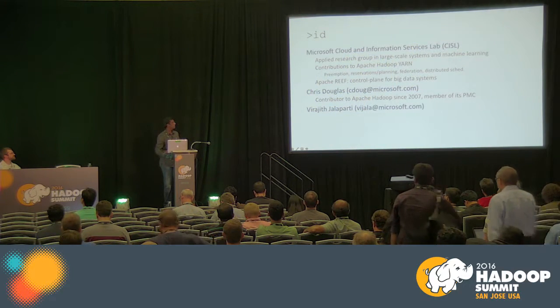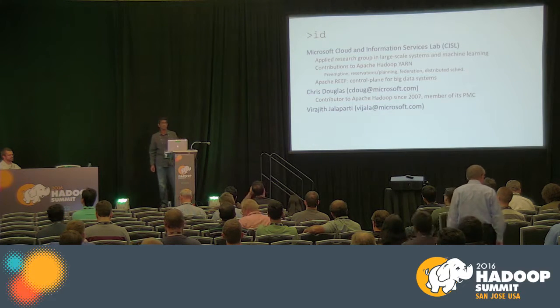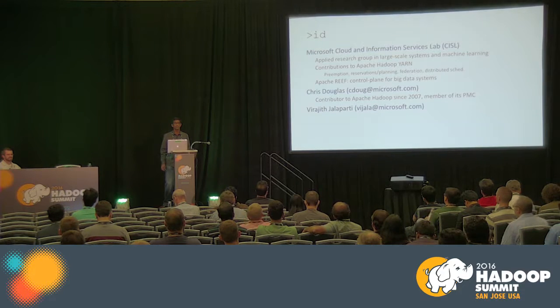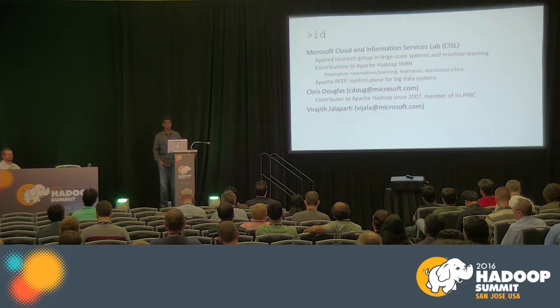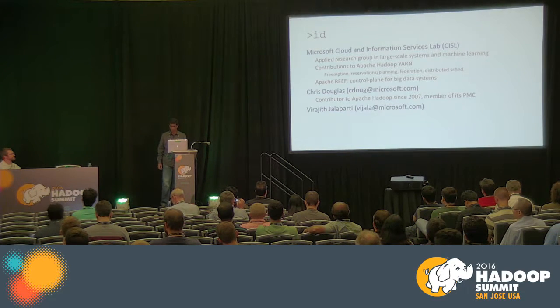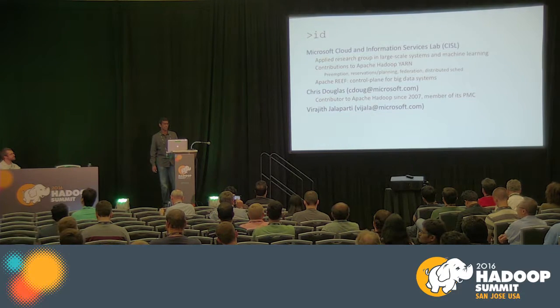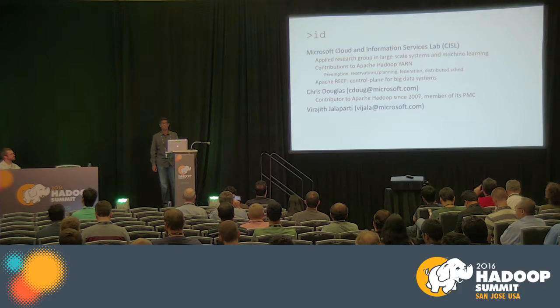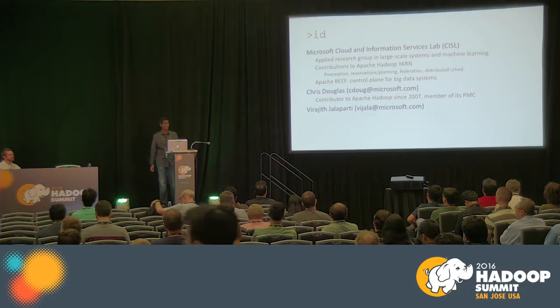Both of us are from the Microsoft Cloud and Information Services Lab, or CISL, which is an applied research group. We are partly based out of here, and some of us are in Redmond. We do research and development in large-scale systems and machine learning, and we build research prototypes, publish a lot of papers, and also write code for production clusters in Microsoft.